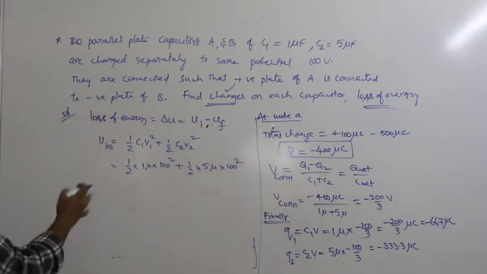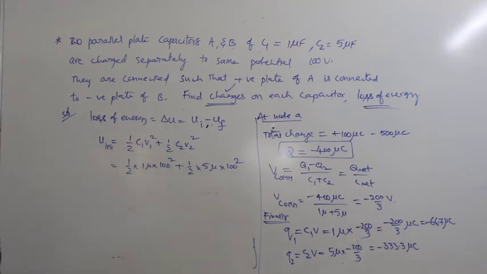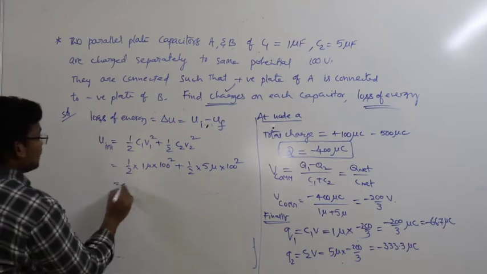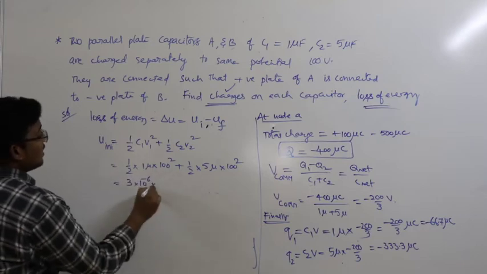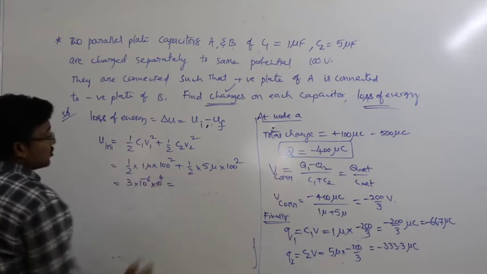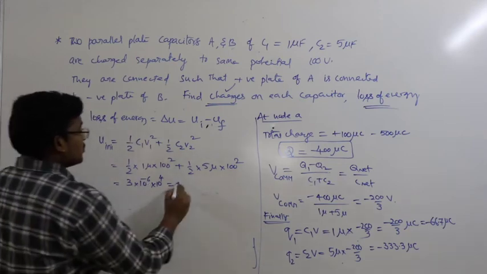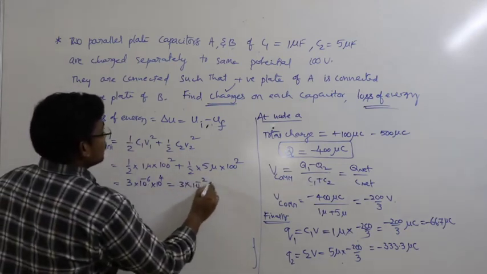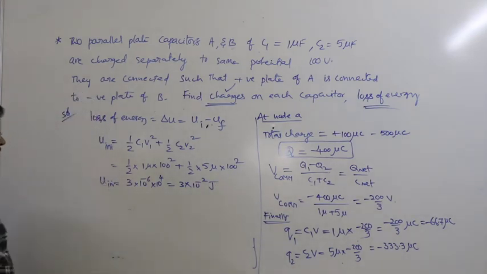You can take half into 100 square common, it will be 1 plus 5, 6, so half into 6 is 3. 3 into 100 square, it can be written as 3 into micro, which is 10 power minus 6, and 100 square is 10 power 4, so that is 3 into 10 power minus 2 joules. So this much energy is there initially.